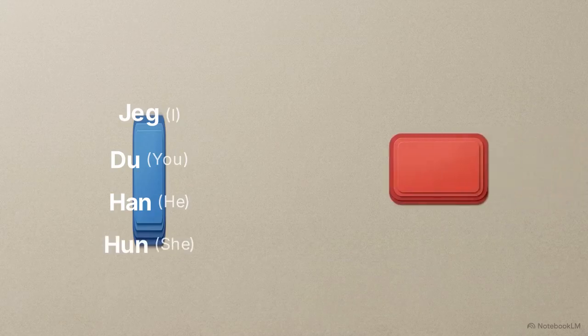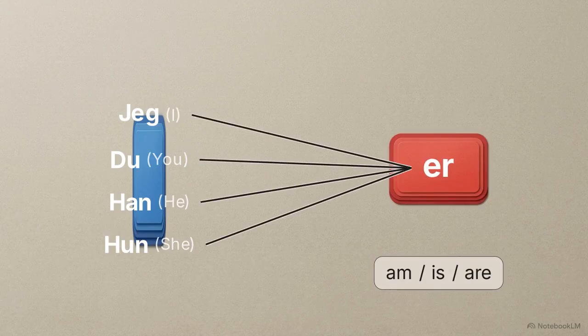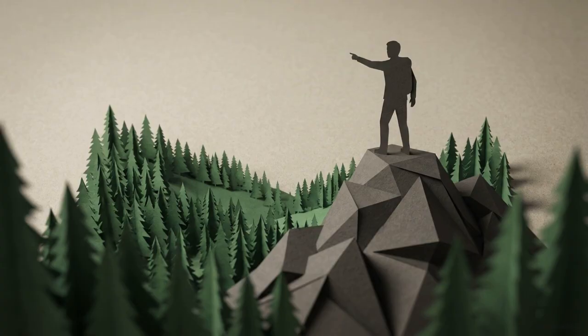Now for the verb slot. While English uses am, is, and are, Danish uses just one word for all of them: er. Let's practice the rhythm of these together. Repeat after me. Jeg er, du er, han er, hun er. Having this one verb allows you to describe yourself, other people, or your surroundings in the present tense.